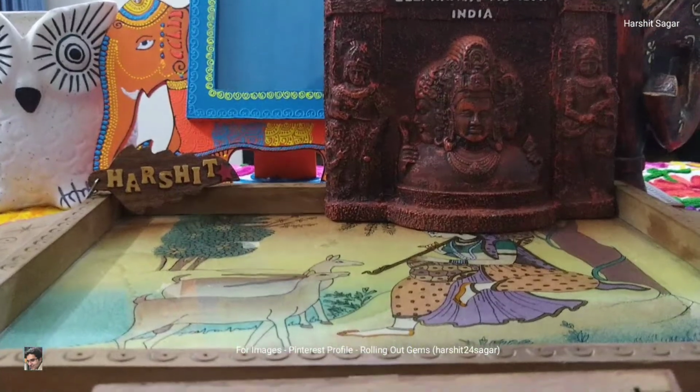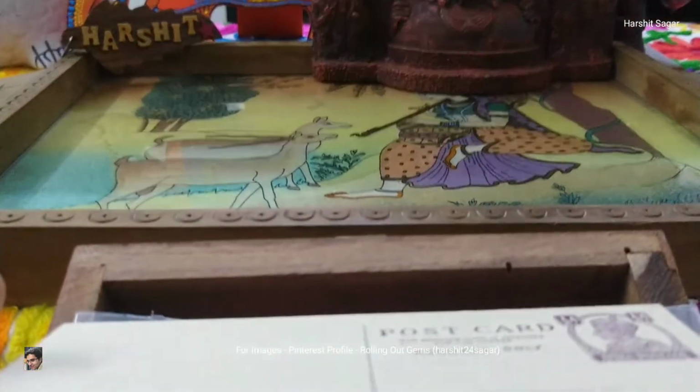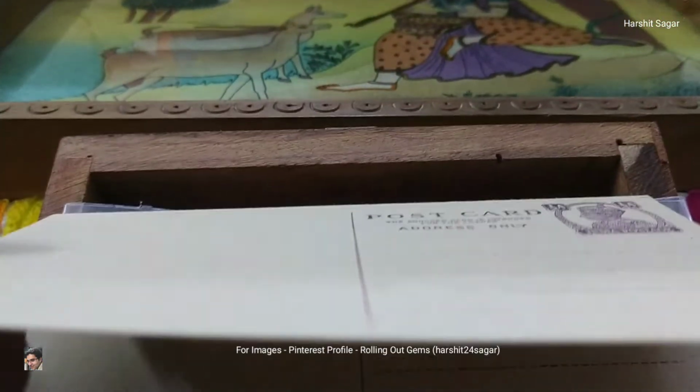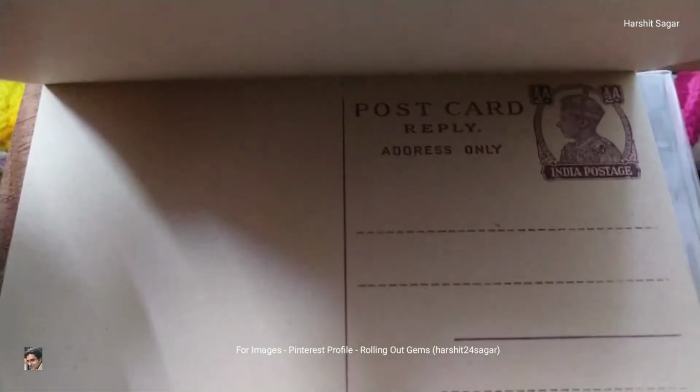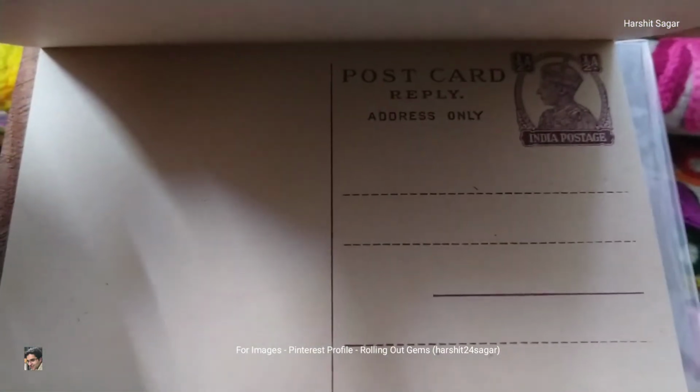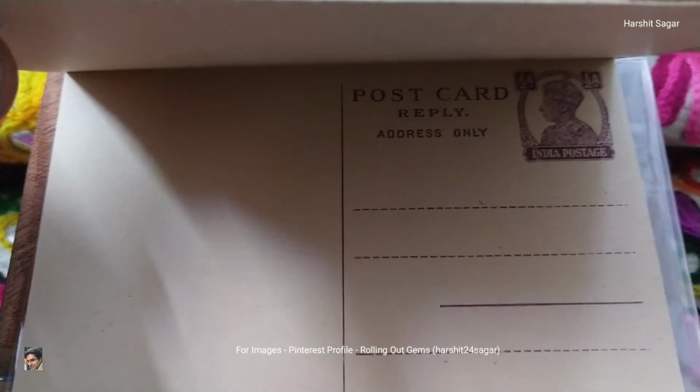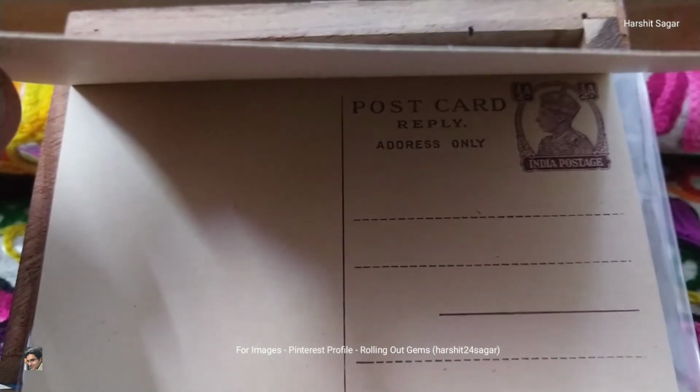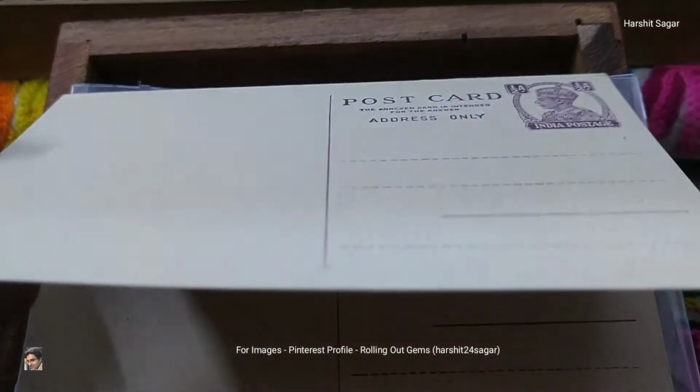In this video, I will be showcasing one item from my collection. So let's start. This is a postcard belonging to the Bygone Era. It is a 20th century British India postcard.